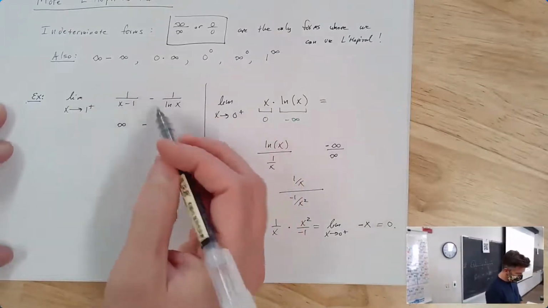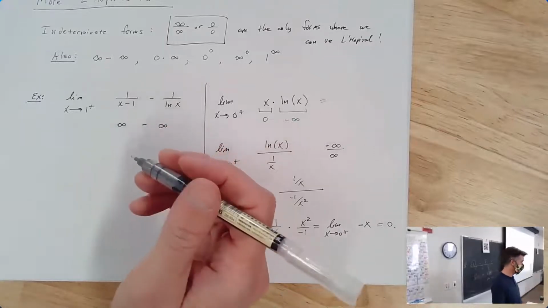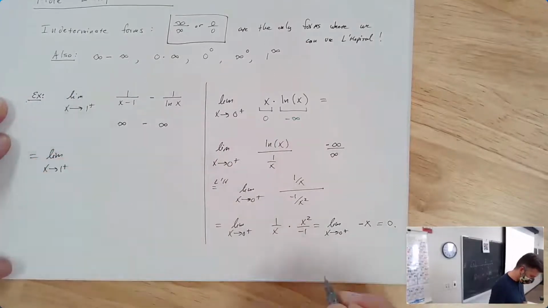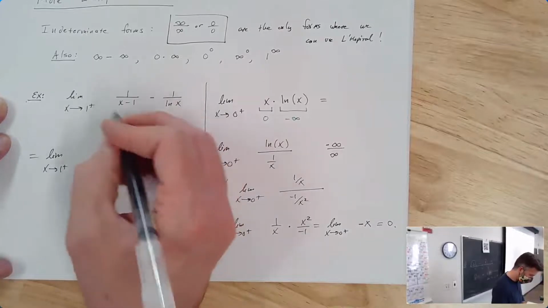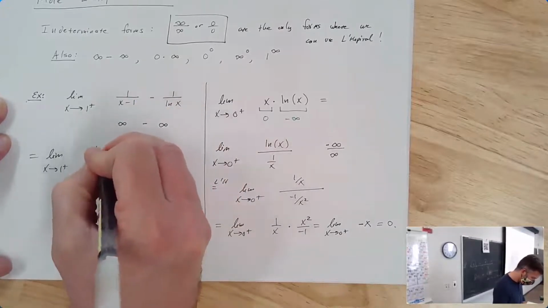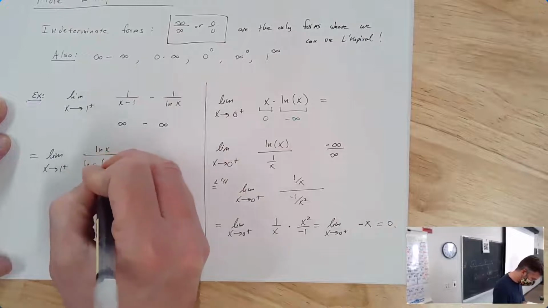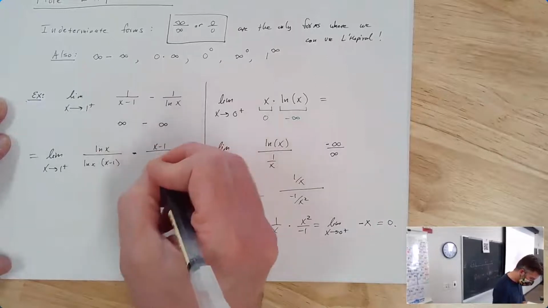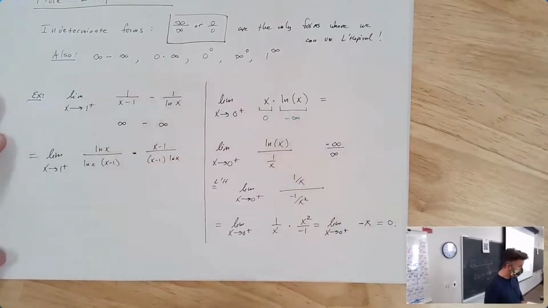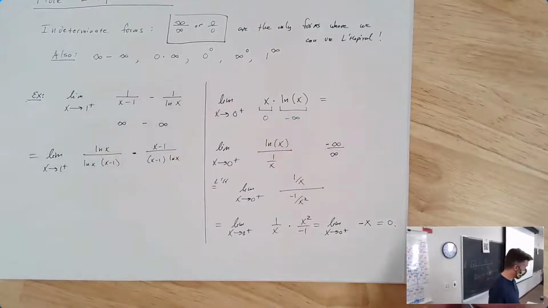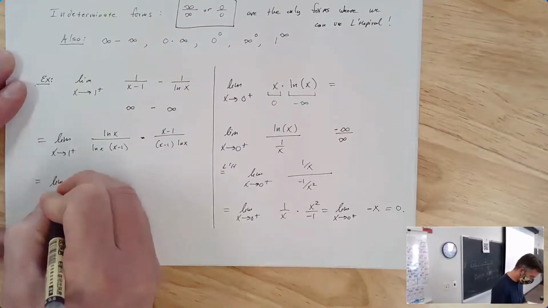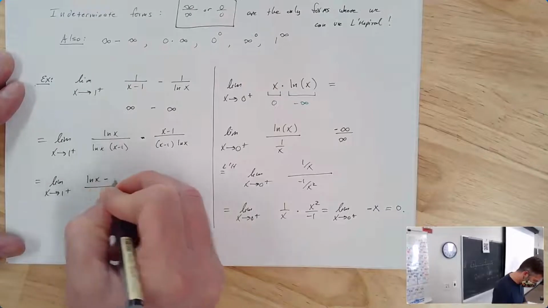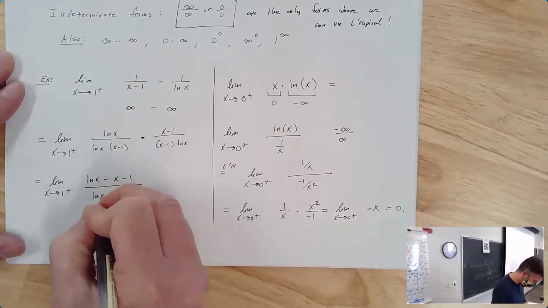So when you're subtracting fractions, the only way to subtract fractions is to get a common denominator. So I'm going to rewrite this as the limit as x goes to 1 from the right. I'm going to multiply this by natural log of x over natural log of x, so natural log of x over natural log of x times x minus 1. Minus, I'm going to multiply this by x minus 1 over x minus 1. And now that I have a common denominator, I can actually put them together. So I'm going to write this as the limit as x goes to 1 from the right of the natural log of x minus 1 over the natural log of x times x minus 1.